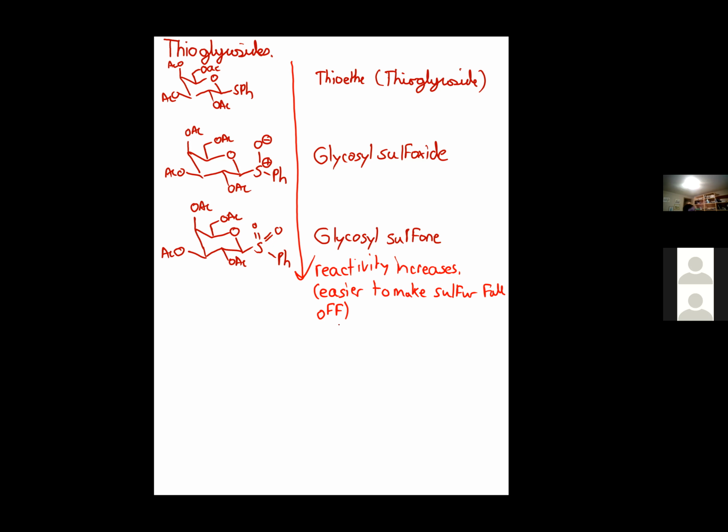The other really handy thing about this is that we can couple one of these to another of these and do a couple of glycosylations in a row, because we can make use of the fact that they're going to react at different rates. I'm going to show you what I mean by that once we start talking about how we put these sulfurs on, take these sulfurs off, and do some stuff with the sulfurs. Okay.